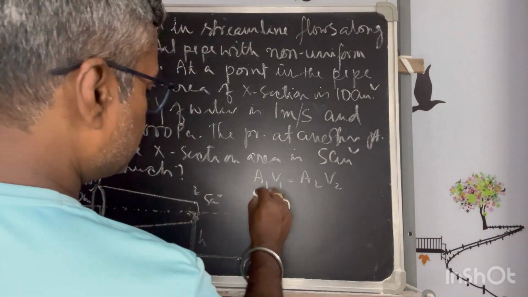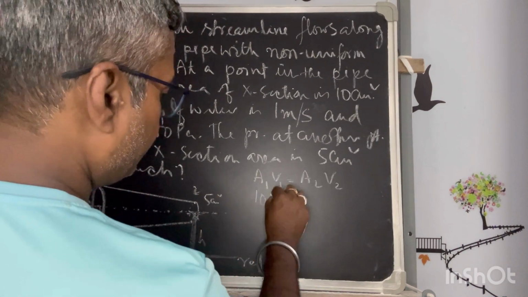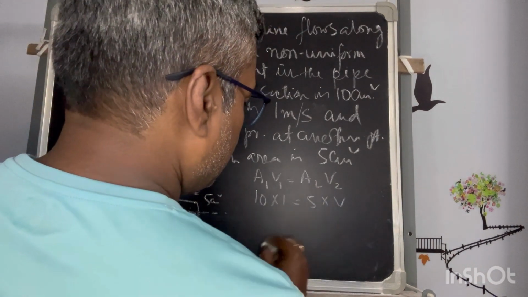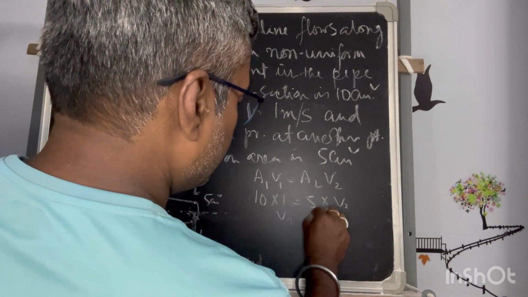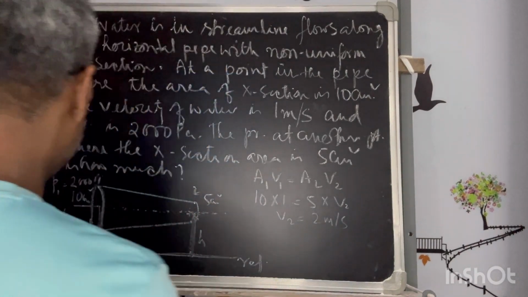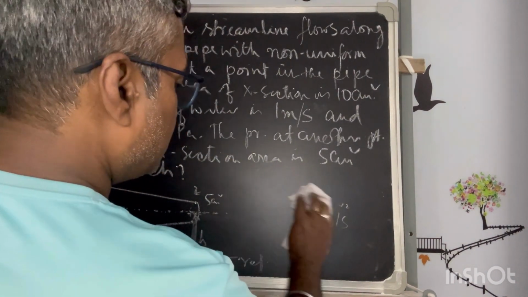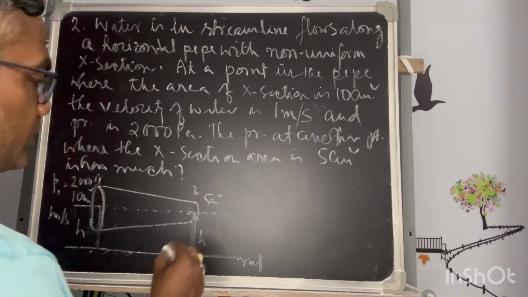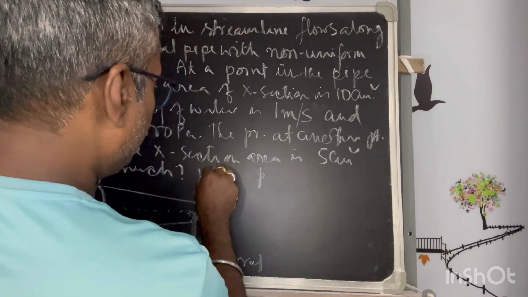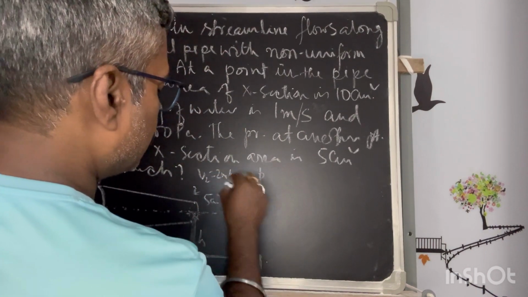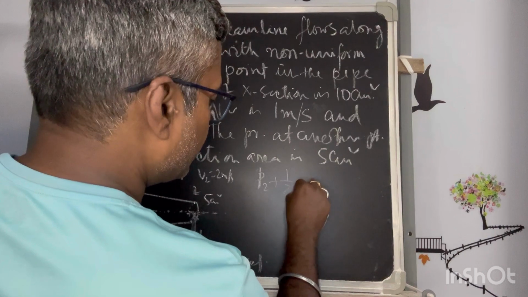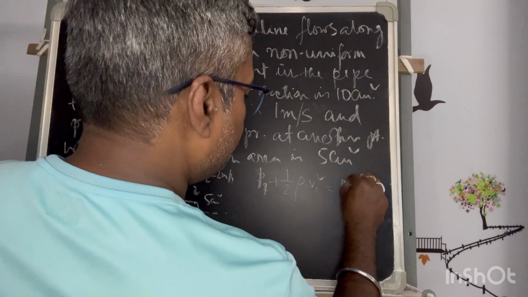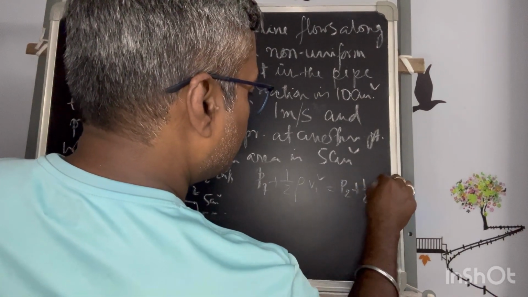The cross section is given as 10 here, and v1 is 1, A2 is 5 here, and v2 you can get. So v2 is how much? It is 2 meter per second. So this is my finding. Okay, this part is over. Now as it is horizontal, the potential energy at these 2 points is the same. So the only thing remaining is v, you remember, is 2 meter per second. P1 plus half rho v1 square is equal to P2 plus half rho v2 square.